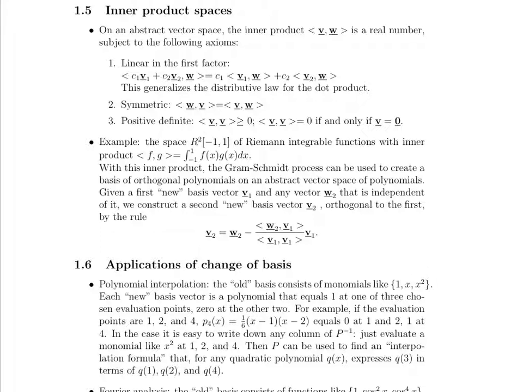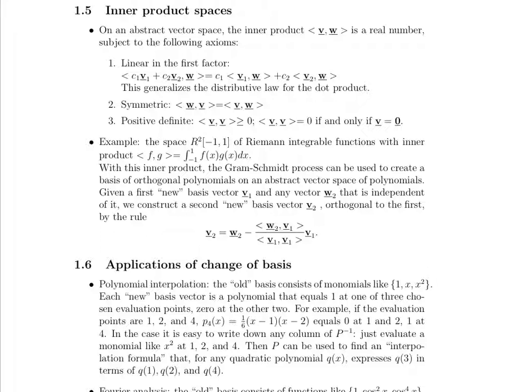Given a first basis vector and any second vector that is independent of it, we can construct a new basis vector to that first one that's orthogonal to it by the following rule, basically subtracting off the component in that second vector that is common to the first. So you're able to build orthogonal polynomials and construct new bases for the space that behave in particular ways, so that each element of the basis has a 0 inner product with the other. You can see concepts like this come up in the future if you're ever studying things like Fourier series.